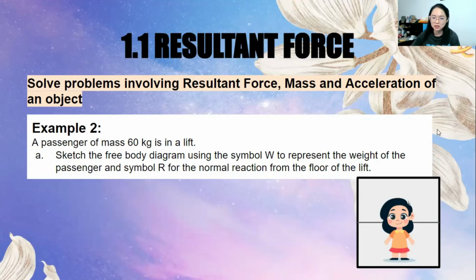Okay, this little girl is 60 kg. So I'm going to sketch the free body diagram. What do I need? I just need W for weight and R for normal reaction. First thing is the weight. W going down, R going up. So that's the thing.